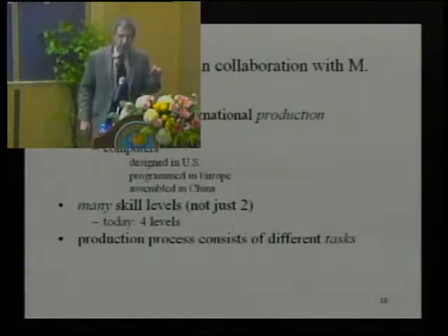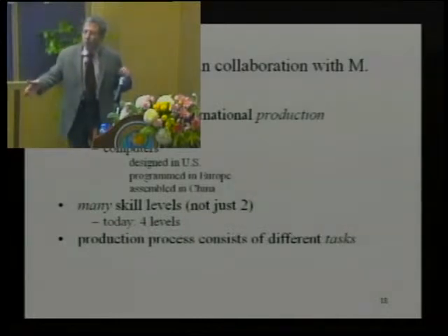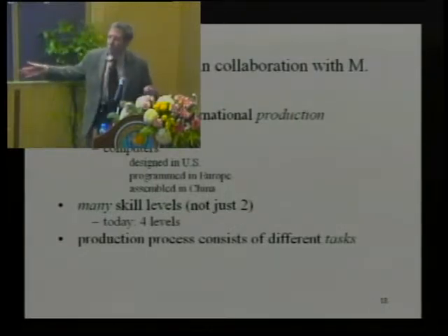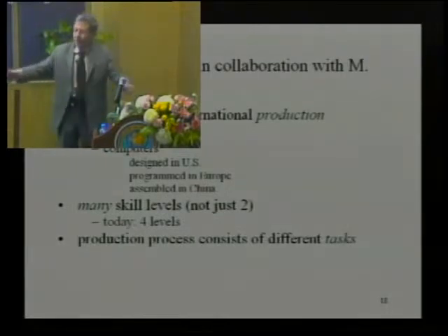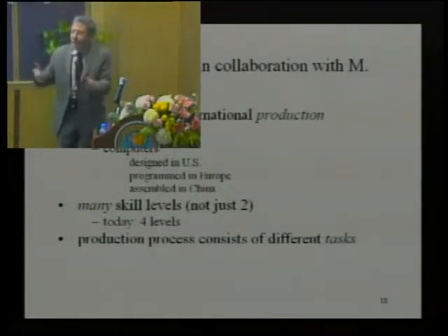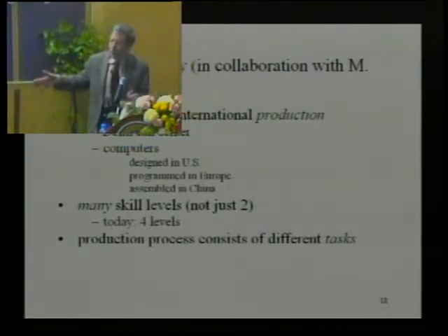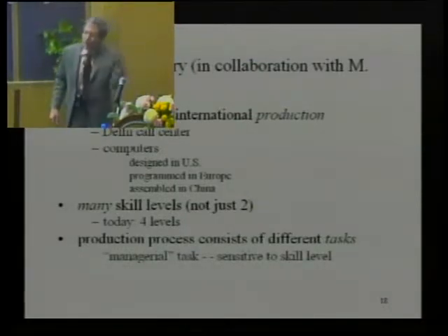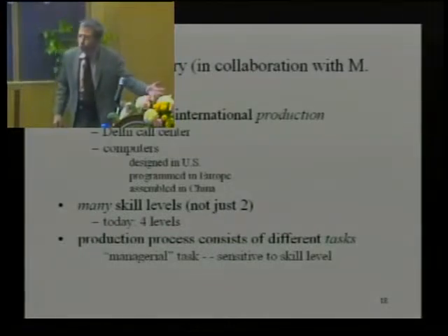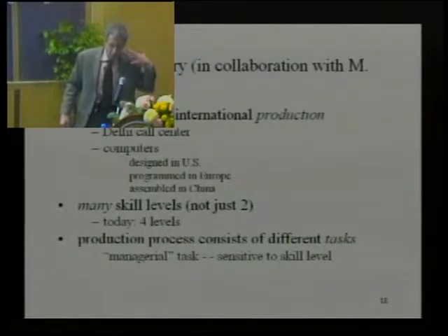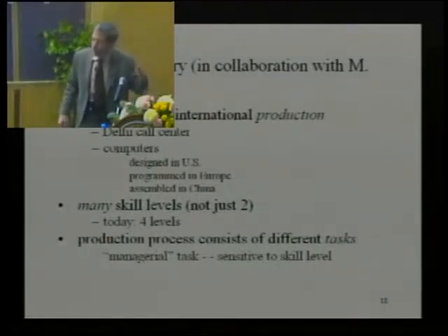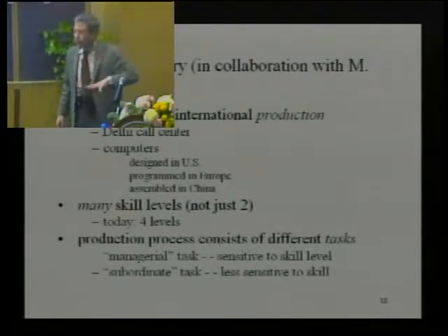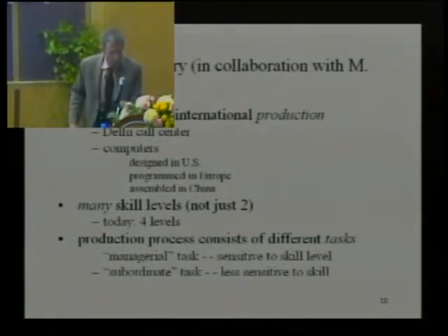Another ingredient is the idea that when something is produced, there are typically multiple tasks that have to be performed. Modern production consists of breaking up the production process into different tasks which different people do. Again, I'm going to simplify matters and suppose that there are just two tasks. There's what we might call the managerial task, the task that managers perform, and we'll suppose that this is relatively sensitive to the skill level of the manager, and that there's also a task of the subordinates, which is not so sensitive to skill. So two tasks.